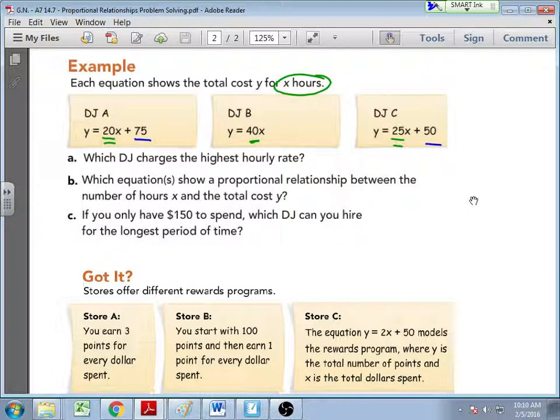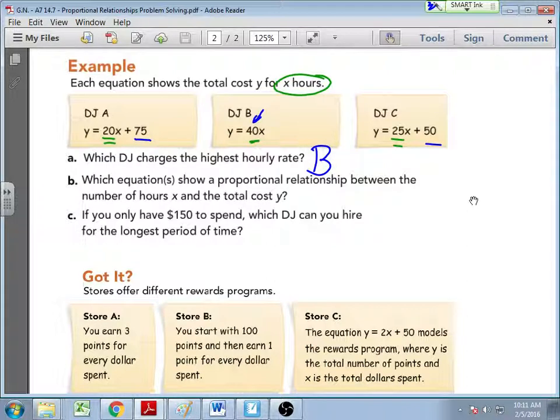So, if there is an initial charge, that happens no matter how many hours they work. So when we look at which DJ charges the highest hourly rate, which one's most expensive per hour? A's 20, B's 40, C's 25. B is our highest hourly rate. We said that that coefficient, the slope, is the hourly rate.